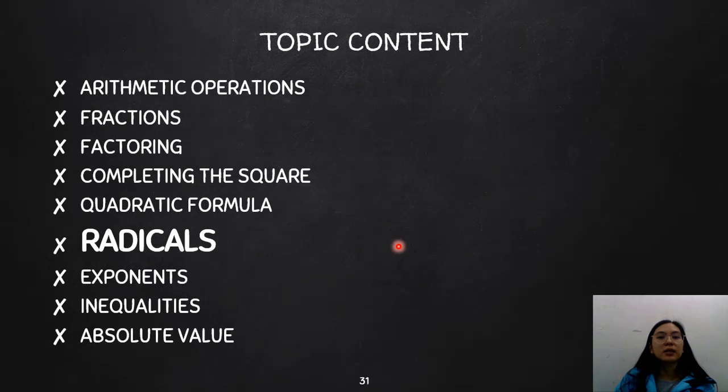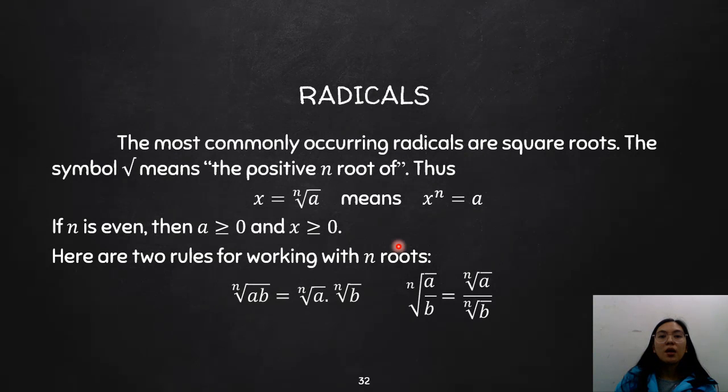So now let's go to your radicals. The most commonly occurring radicals are your square roots. The symbol means the positive nth root of. Thus, x is equal to the nth root of a means x raised to n is equal to a. If n is even, then a is greater than or equal to 0, and of course your x is greater than or equal to 0.